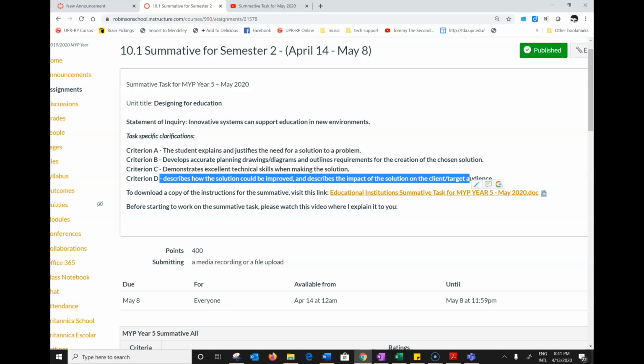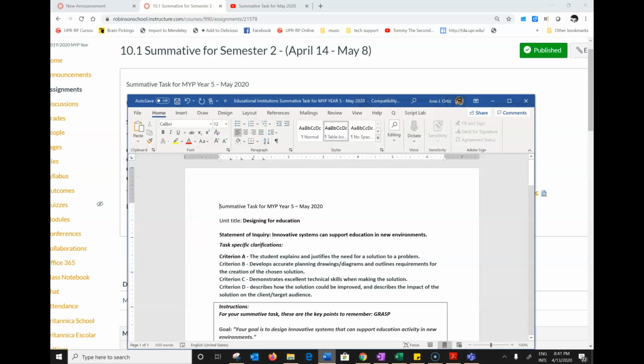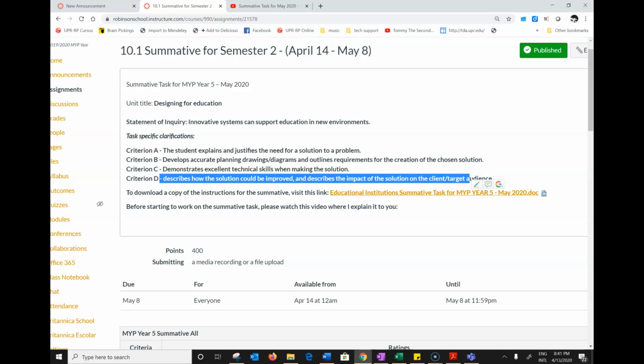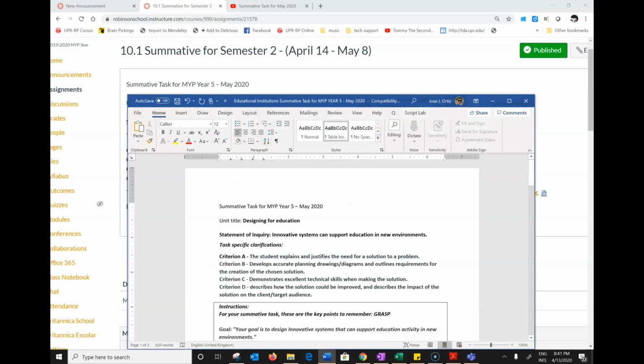To download a copy of the instructions of the summative, they're here. I already downloaded them to avoid the hassle. And also, before starting to work on the summative, watch the video. Of course, I'm sitting here because I'm recording it right now, but the link will be here. Now let's open this.